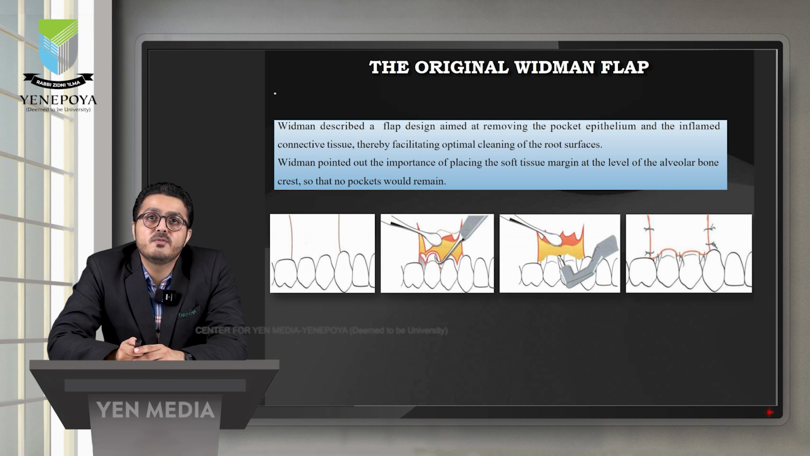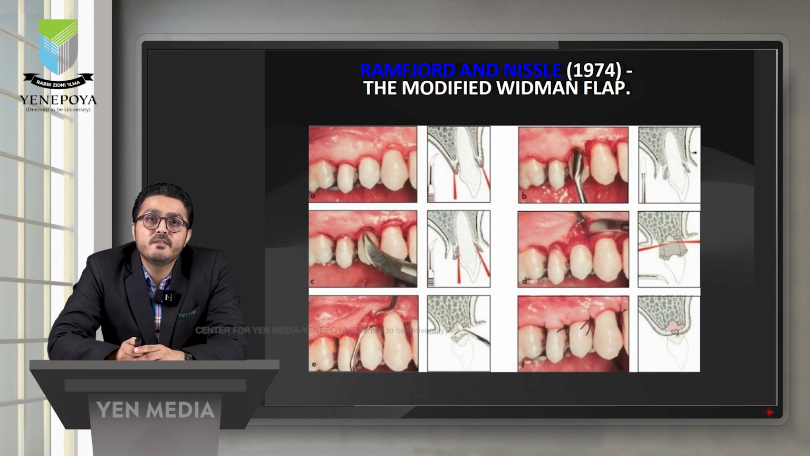This is how we perform the Widman flap procedure. Then we have a modified Widman flap, which is a modification of the original Widman flap given by Ramfjord and Nissle, in the year 1974. Here, the procedure is again very simple.